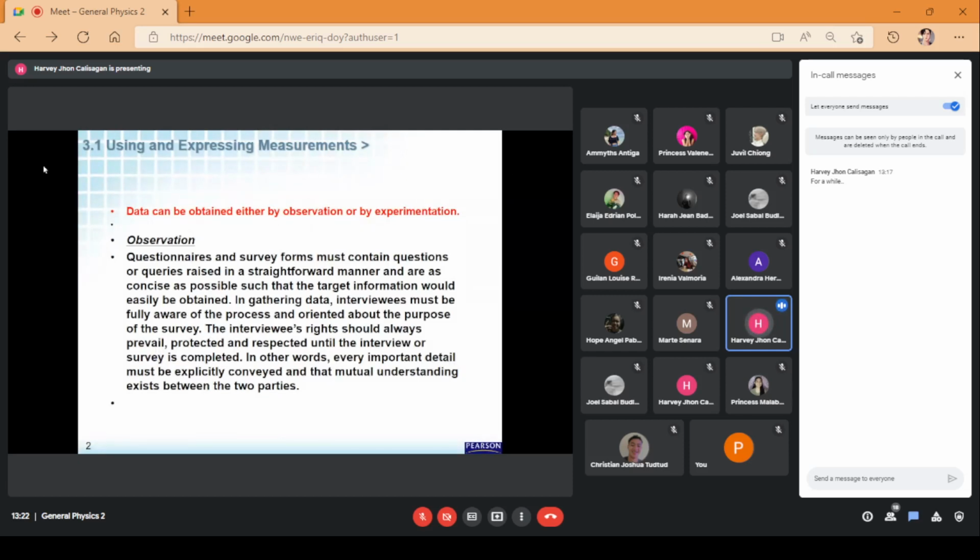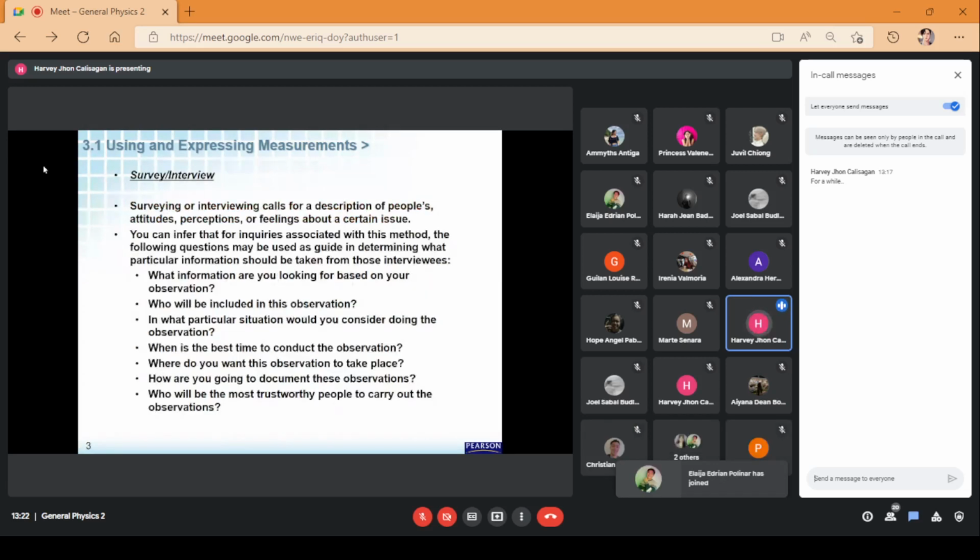In other words, every important detail must be explicitly conveyed and mutual understanding must exist between the two parties. Because if we do a surprise interview without telling them the purpose of the survey or the interview, it will lead to miscommunication. Then we will not achieve our target result or the target data of our study.